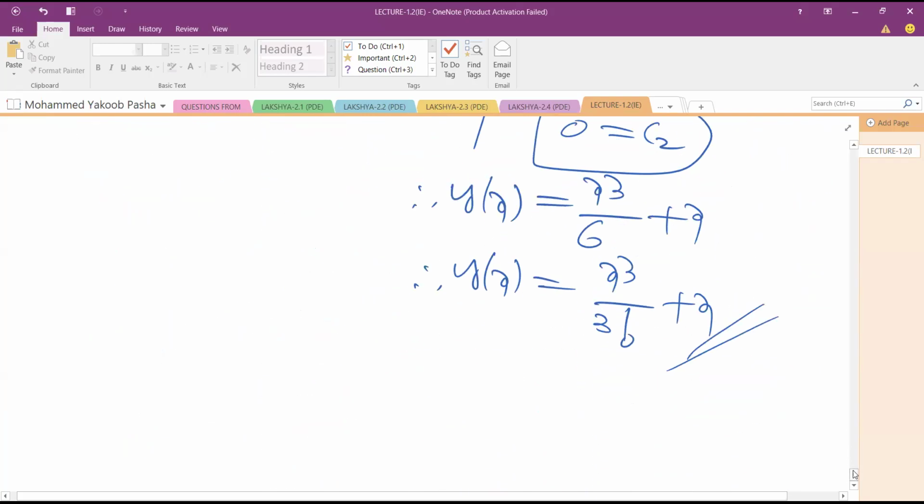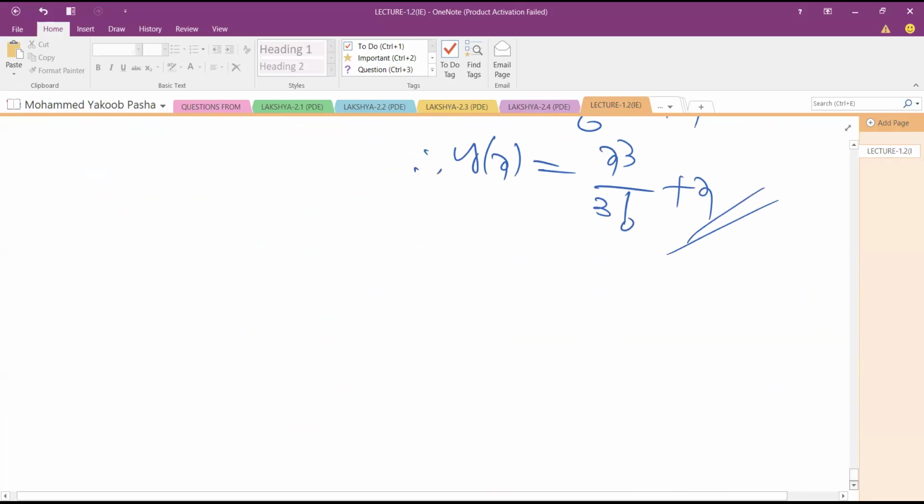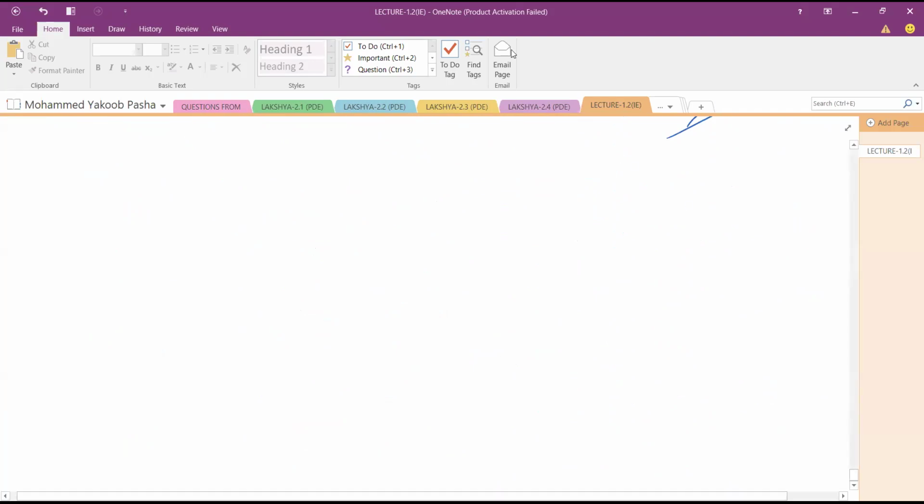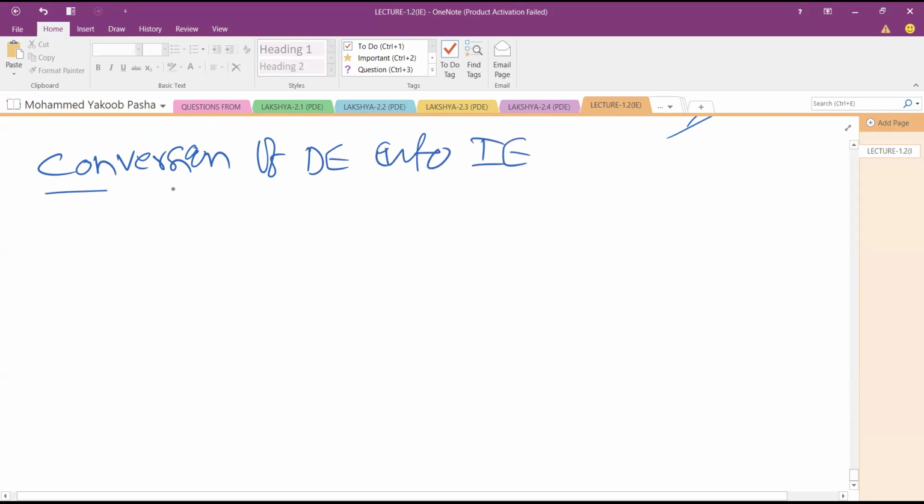Okay. Now, how to convert differential equations to integral equations? That means conversion of differential equation into integral equation. You should remember, initial value problem becomes Volterra integral equation.